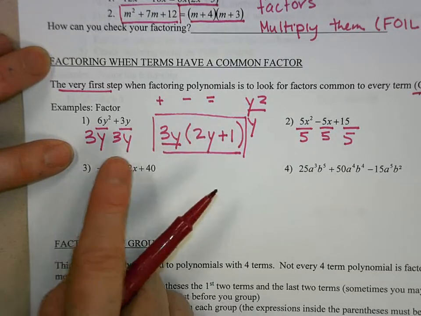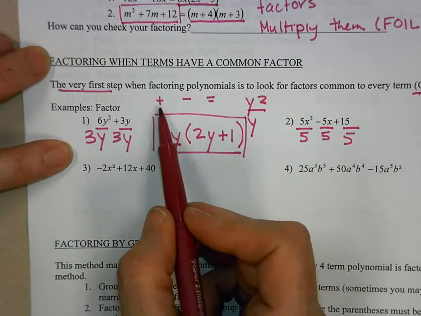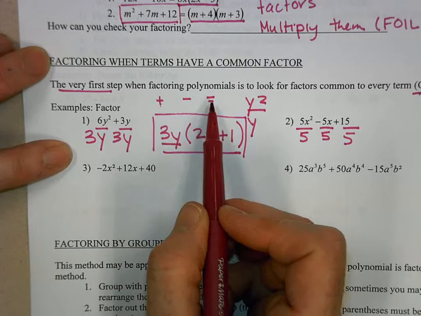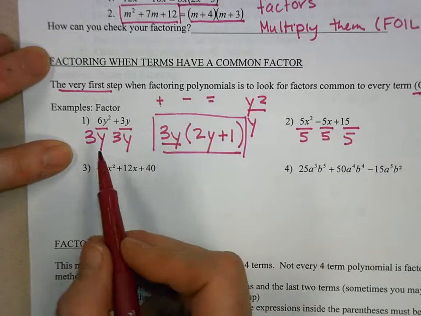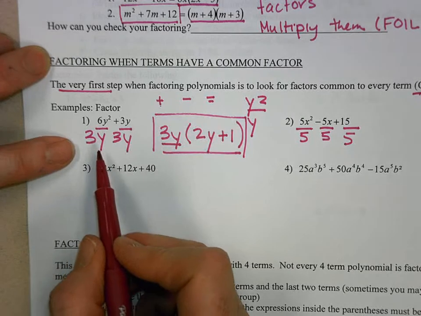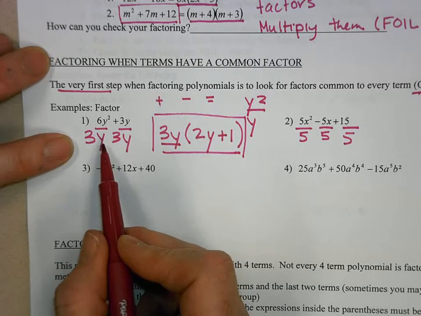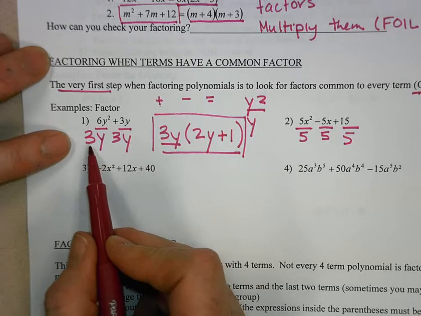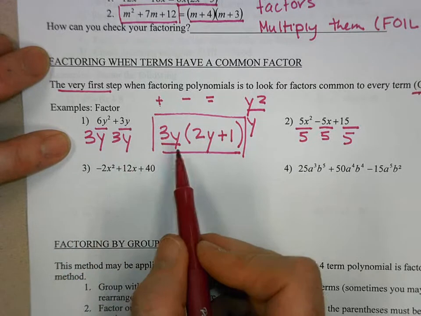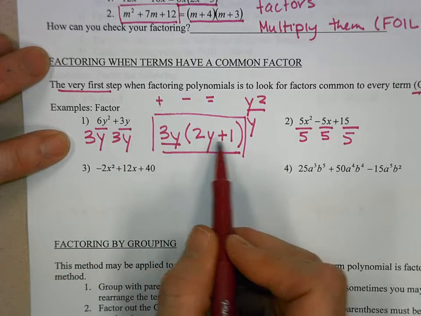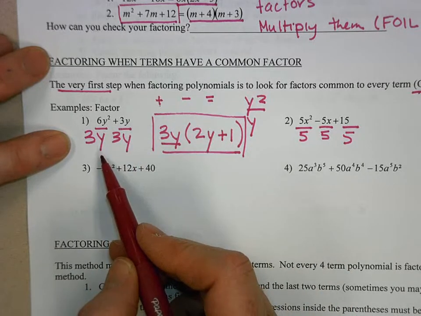What is common to both of these terms? Terms are separated by a plus sign, a minus sign, or an equal sign. So I look at each term and I say, what can I factor out of both? Well, I can factor a y out of both. I can factor a 3 out of both. So I do. I put it here and I see what I have left by doing division.